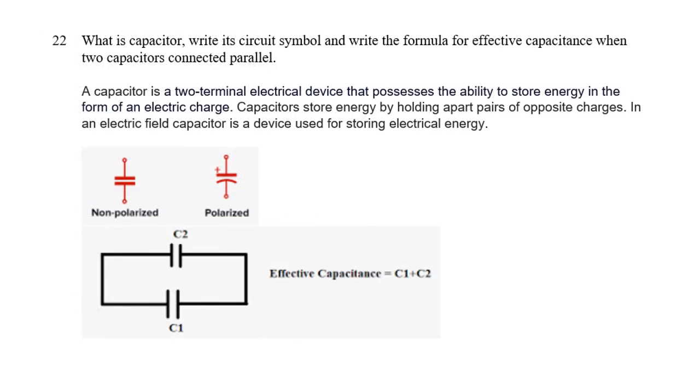Question 22. What is a capacitor? Write its circuit symbol and write the formula for effective capacitance when two capacitors are connected in parallel. A capacitor is a device that stores electrical energy in an electric field. When two capacitors are connected in parallel, the total capacitance is equal to the sum of the individual capacitances. C equals C1 plus C2.